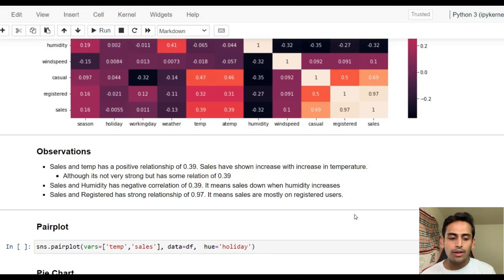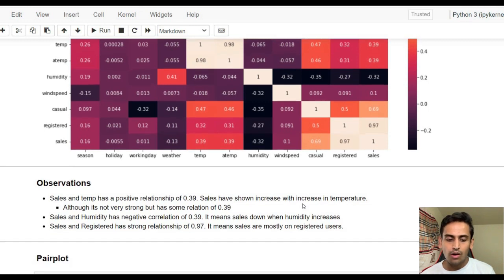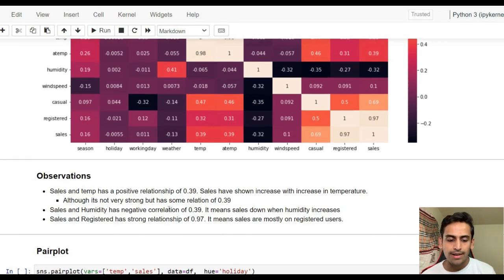So what we have learned or observed is that sales and the temp has a positive relationship of 0.39. So sales have shown increase with increase in the temperature, although it's not very strong, but it has some kind of a relationship of 0.39.